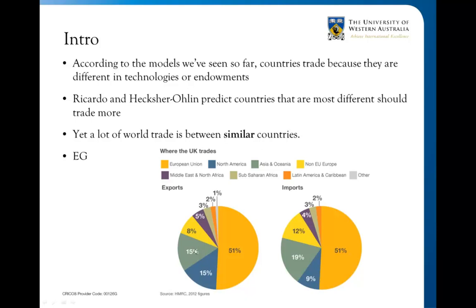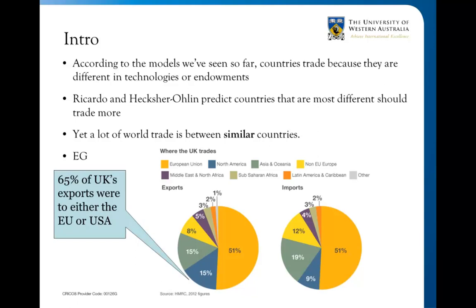obviously with countries that are different, but countries that often had colonial ties with the UK as well. So the bit that we're interested in is these 60 to 65% of trade that occurs with similar countries. And so what we want to do is introduce a model that tries to explain this.